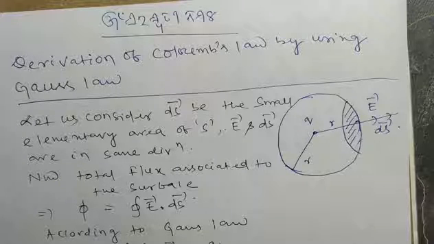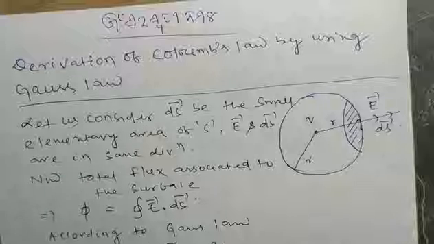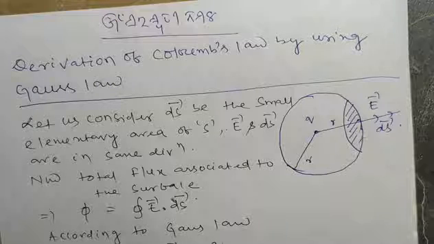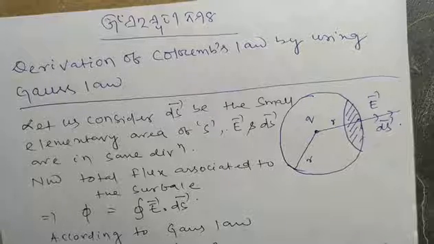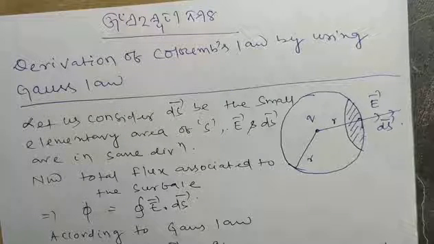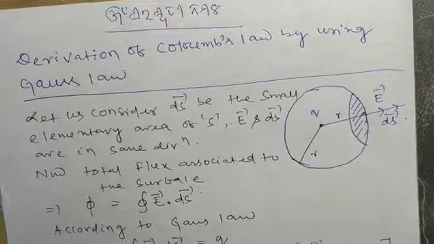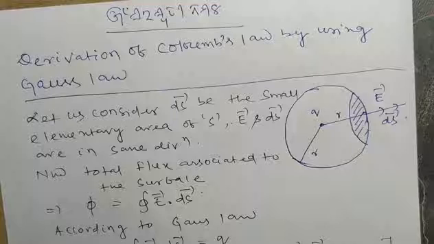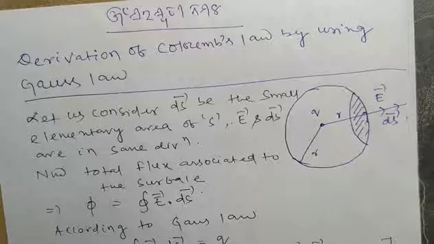Dear students, today I am going to discuss how Coulomb's law can be derived by using Gauss law. We already discussed what Gauss law is and why Gauss law is famous. It is a unique law by using which we can determine Coulomb's law of electric force.